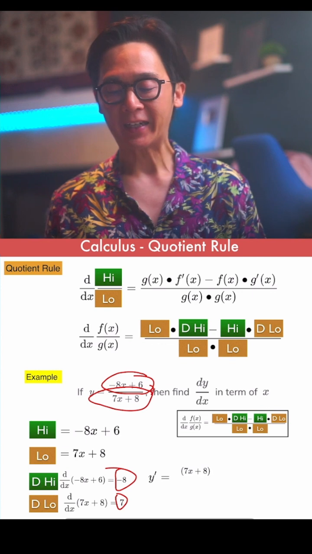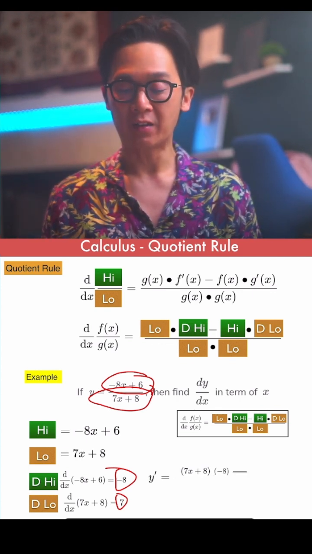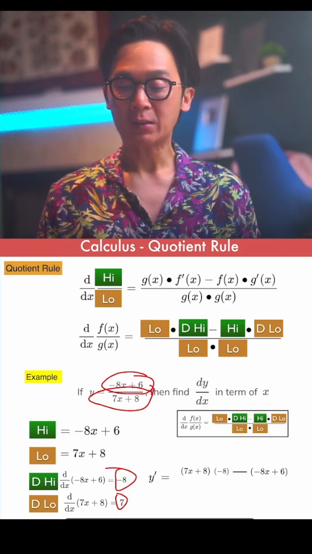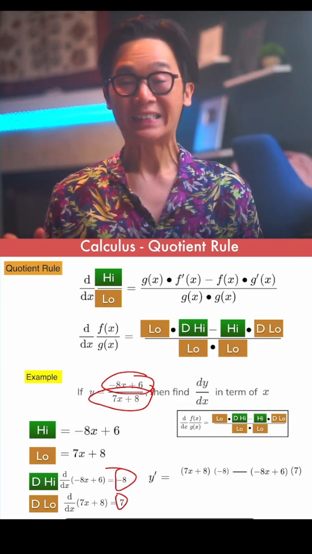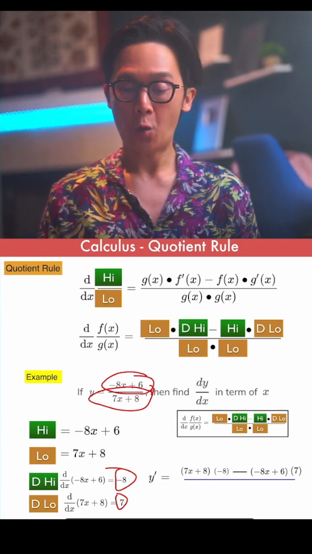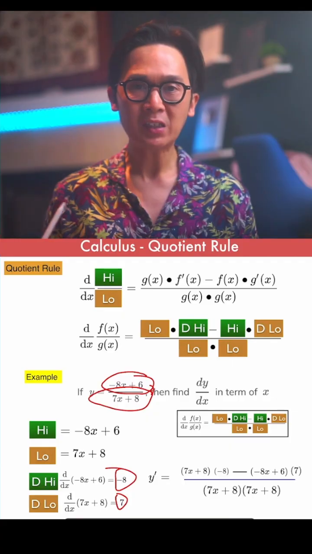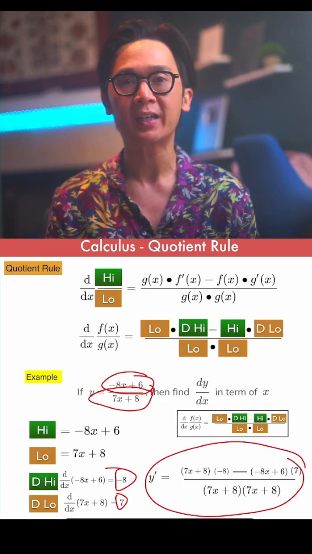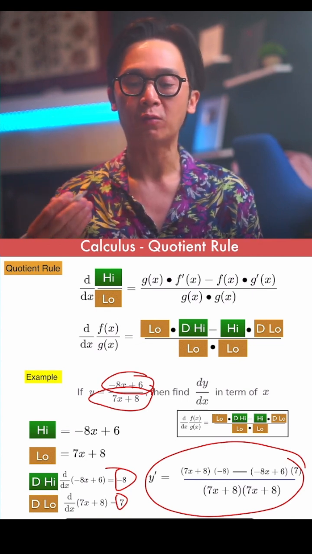So we have here 7x plus 8, which is our low, multiplied by the derivative of high, which is negative 8, minus negative 8x plus 6, which is our high, times our d low, which is 7, all over low low, or 7x plus 8 times 7x plus 8. At this point, this function is already our derivative function, but since we are working with a calculus problem, we need to make sure that we know our algebra.